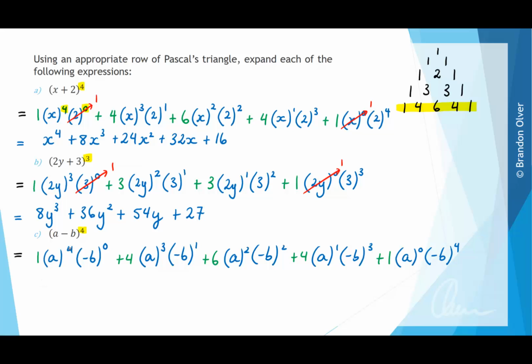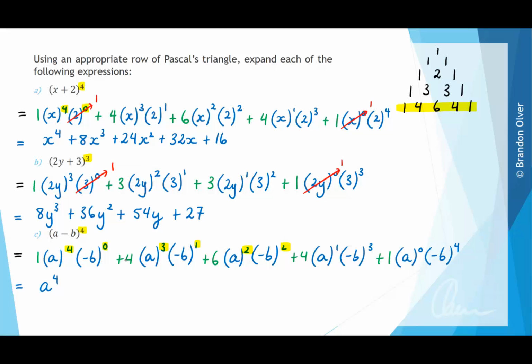So once again we can note that 0 and 4 adds up to 4, 3 and 1 adds up to the 4, 2 and 2 adds up to the 4, etc. So that's how we can keep our eye on what the powers should be during each stage of this expansion. So when we go through this and simplify, we find this is equal to, that's just 1 times a to the power of 4, so that's a to the power of 4, and that's because negative b to the power of 0 is just 1.